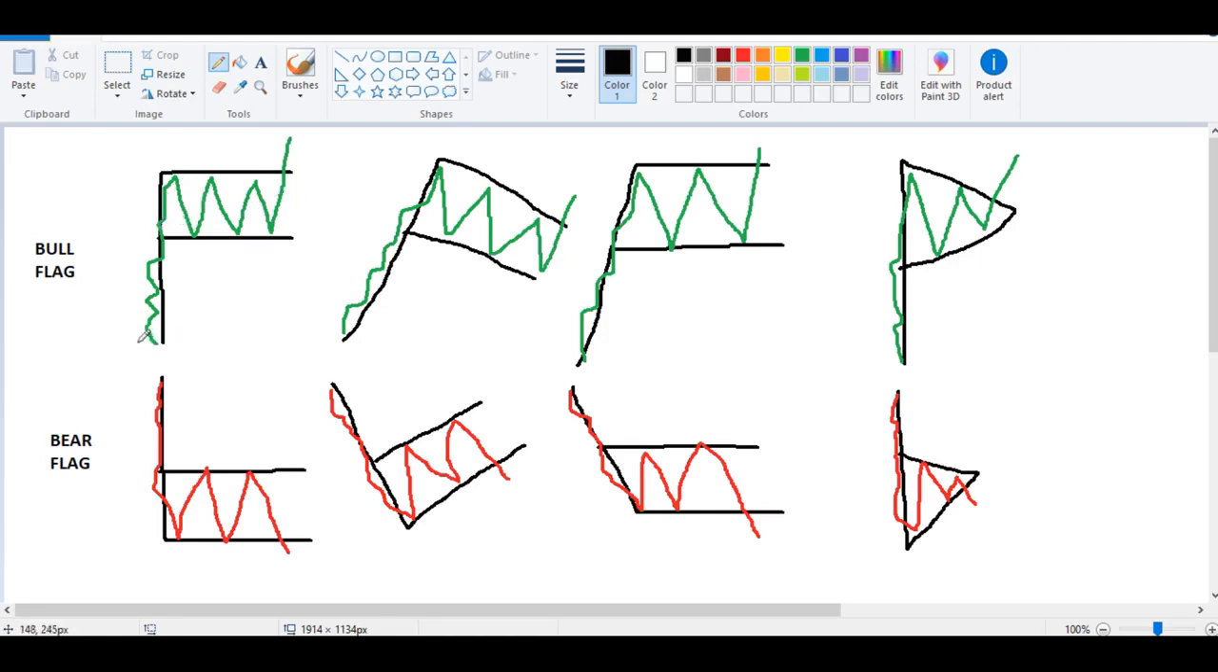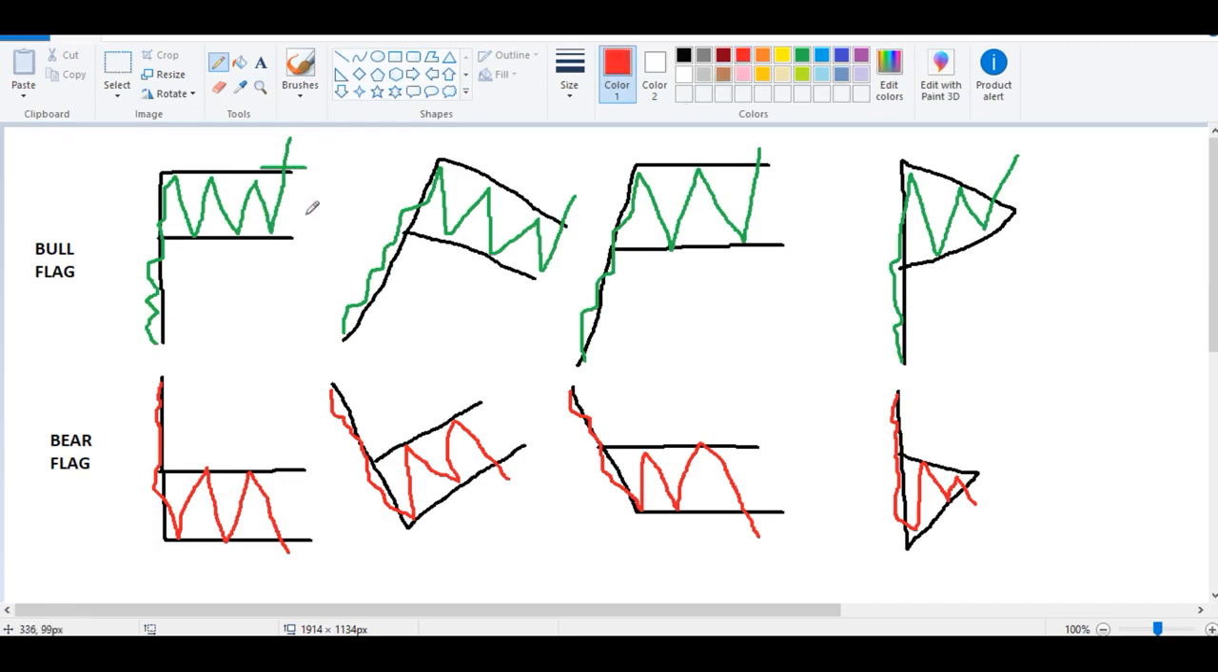Okay, so first we need an impulsive move, right? An impulsive up move. Then followed by a consolidation or a sideways movement. And then if it breaks that consolidation towards the upside, okay, means it is breaking out of the flag pattern. And that's where we look to take our entry. So if it breaks out of this consolidation area, we will enter on the breakout.